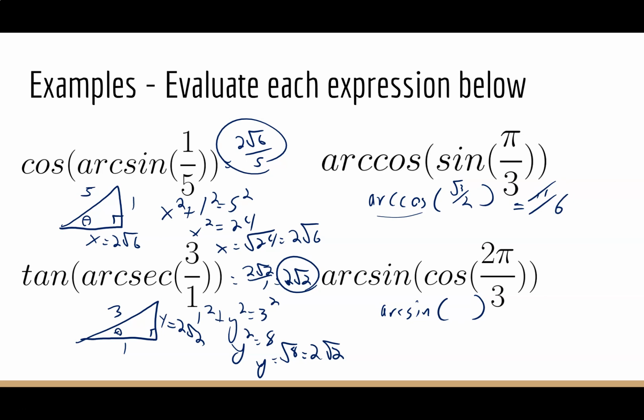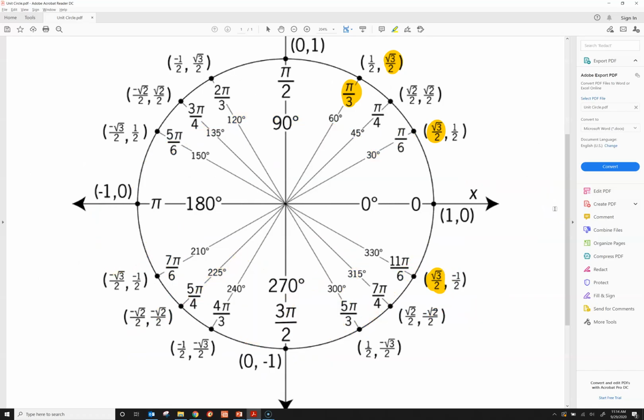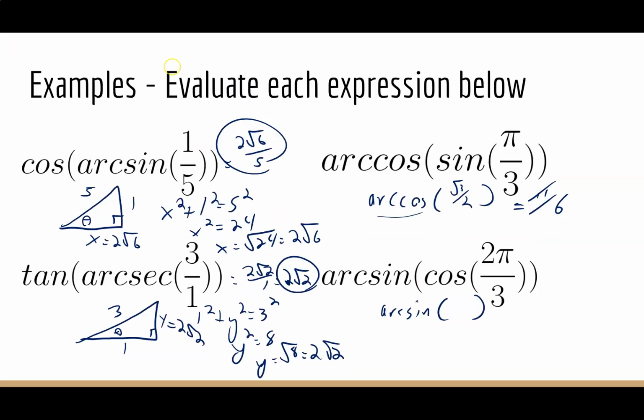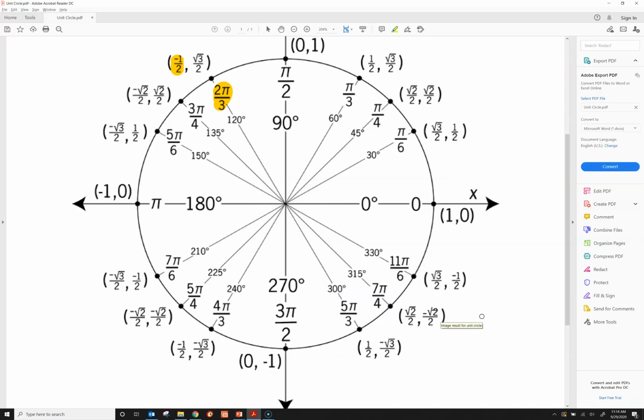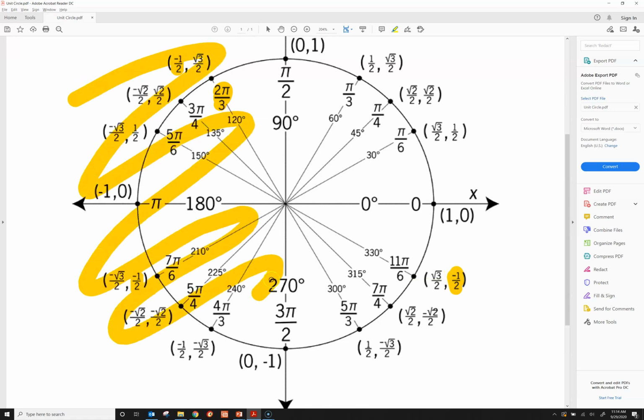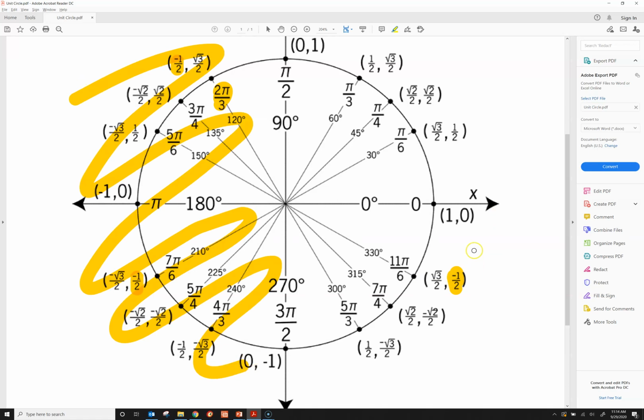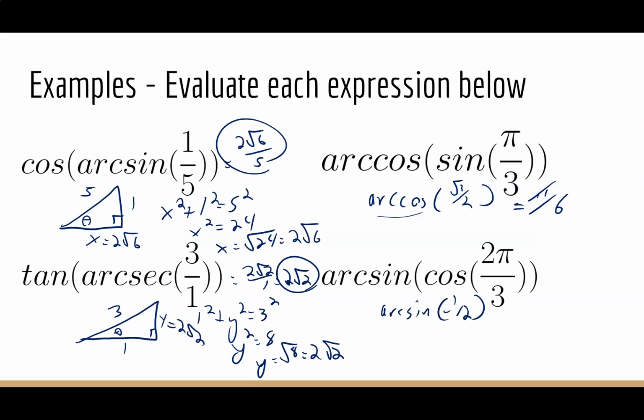Down here, cosine of 2 pi over 3. So 2 pi over 3 is right here. Cosine of that is negative 1/2. We want the arc sine of negative 1/2, so we find all the points that have a y value of negative 1/2. That's going to be right there and right there. Well, we kind of already did this one. So sine is restricted, cannot go through there or in there, so we have to get there going this way. So that's the negative pi over 6.